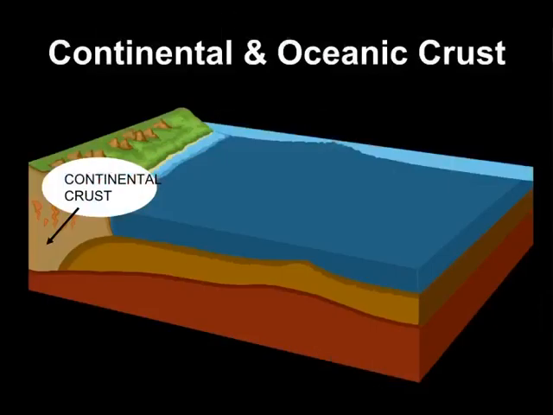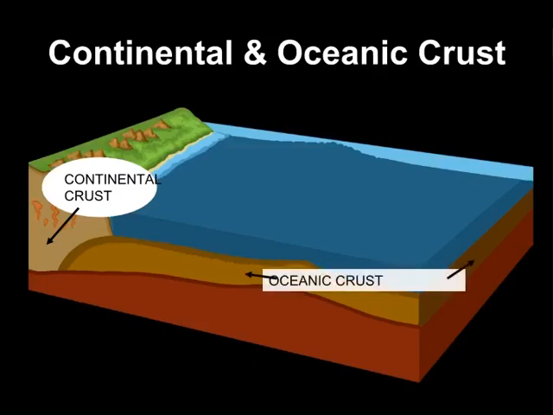The continental crust is the solid masses of the continents. This is composed primarily of granite. The oceanic crust is a thick mass of basalt rock which lies under the ocean floor.